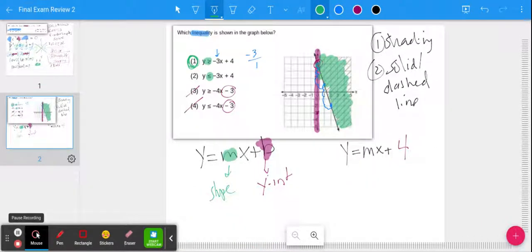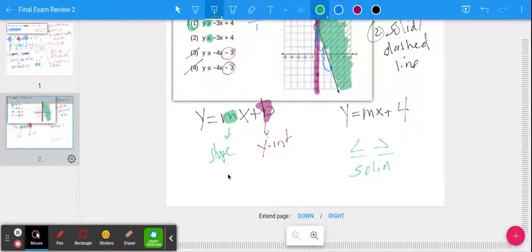Just as a reminder, if you have a less than or equal to or greater than or equal to sign, you're going to be using a solid line. But if you have a less than or greater than sign, it doesn't have the or equal to. That's when you'll be using a dashed or a dotted line.